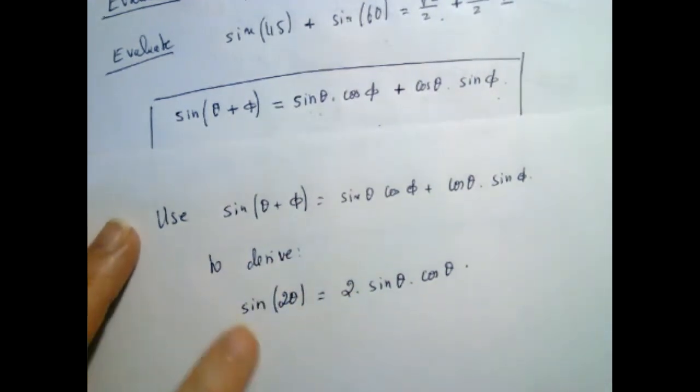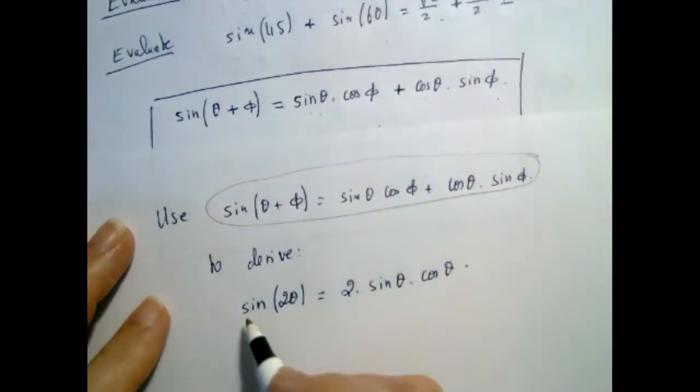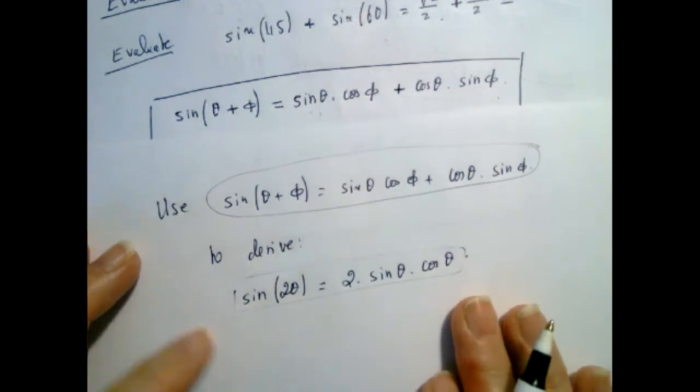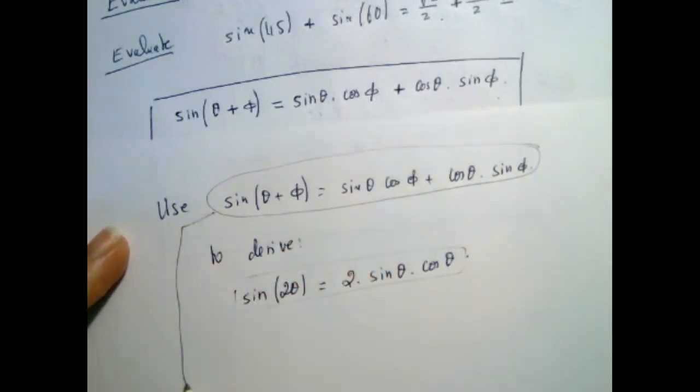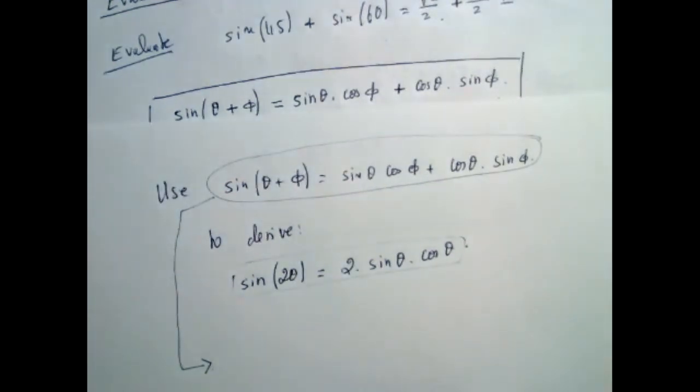Now, as a nice exercise, how can I use this property to derive this one? So I said it's a little bit harder, but not too hard. Does anybody have any hint?